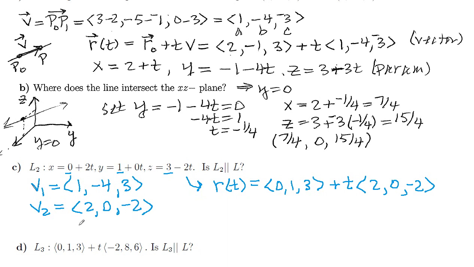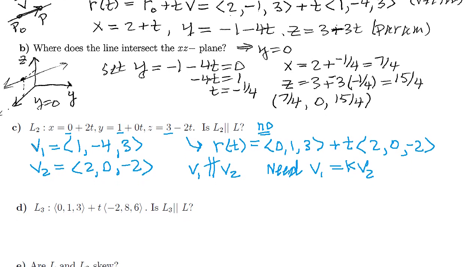And these vectors are not parallel because they're not multiples of each other. So vector 1 is not parallel to vector 2. What we would need is that vector 1 is some constant multiple k times v2, like 2 times v2 or -1 times v2. So no, these guys are not parallel. It's the direction vectors that have to be parallel.